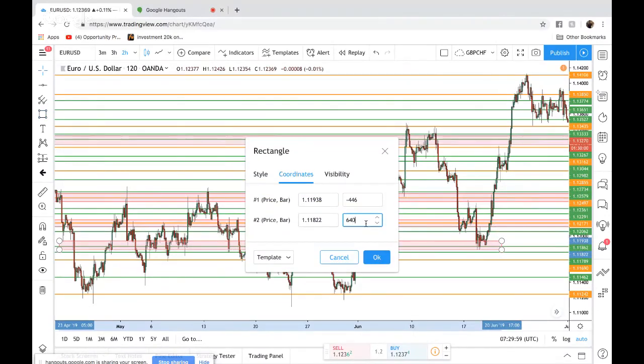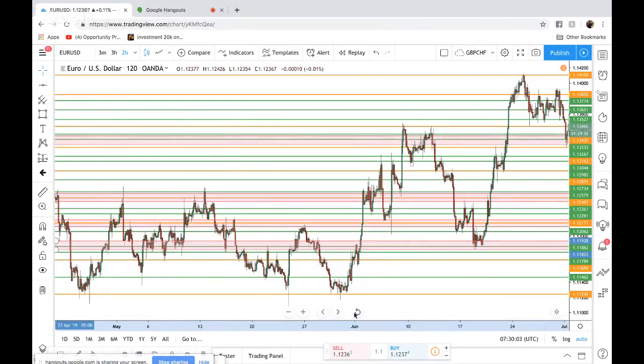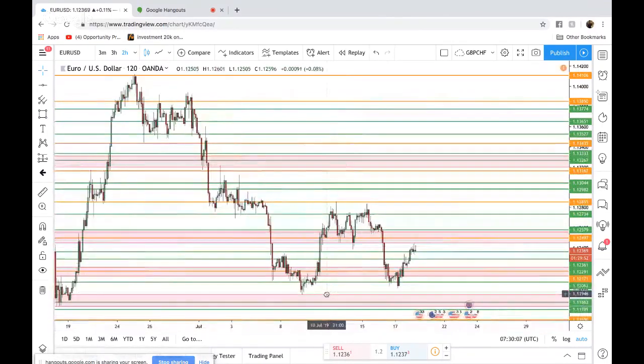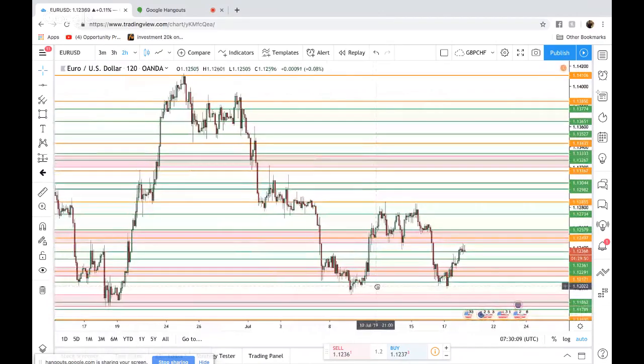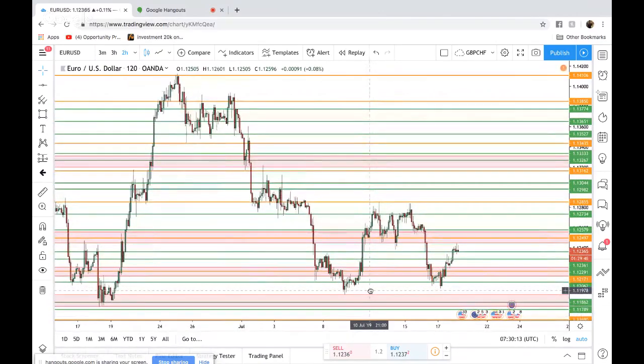But the good thing about these zones, if you notice here, let me see if we can go to current price, is that by identifying some of these zones, we're able to see how the market is playing out. Is it above the zone, below the zone?